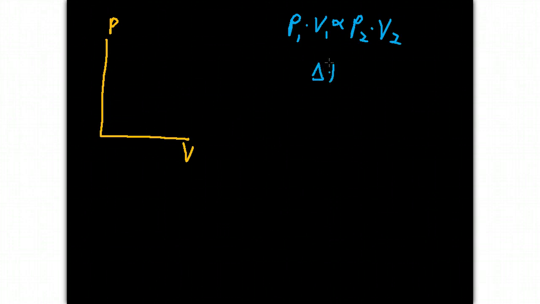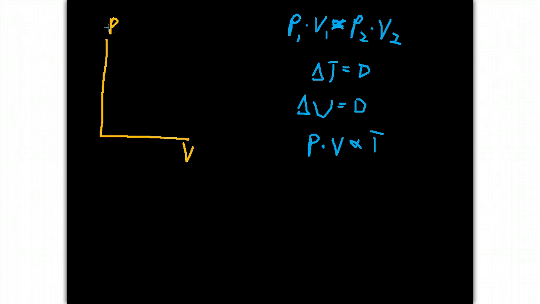So the change in temperature being 0 meant that the change in internal energy was 0 also. And with P times V being proportional to the temperature, if P times V is proportional to T, and T doesn't change, that means that I can do a P1 times V1 is proportional, or actually equal to, P2 times V2. So I can make this into an equals sign.